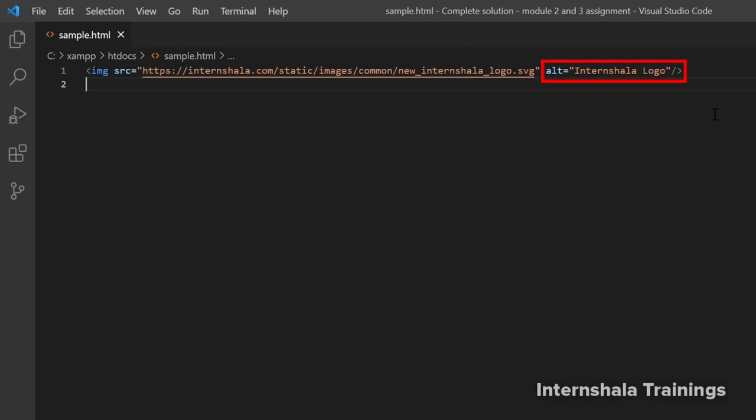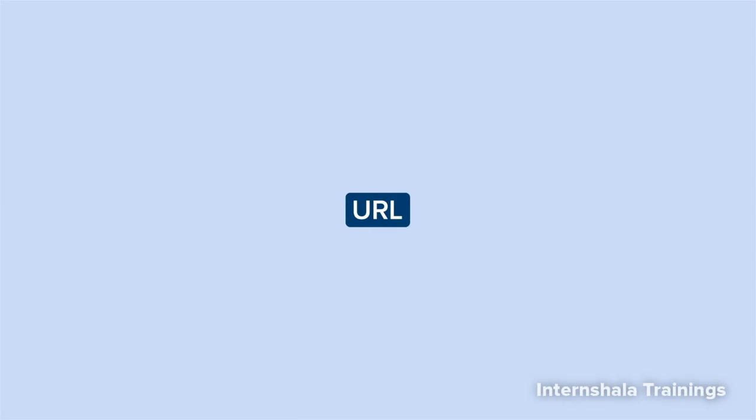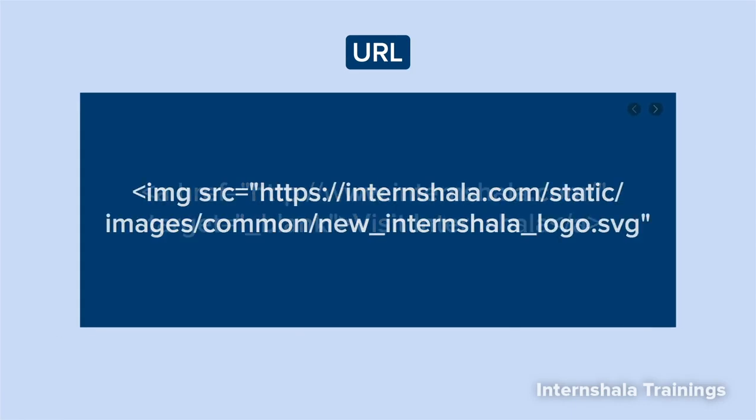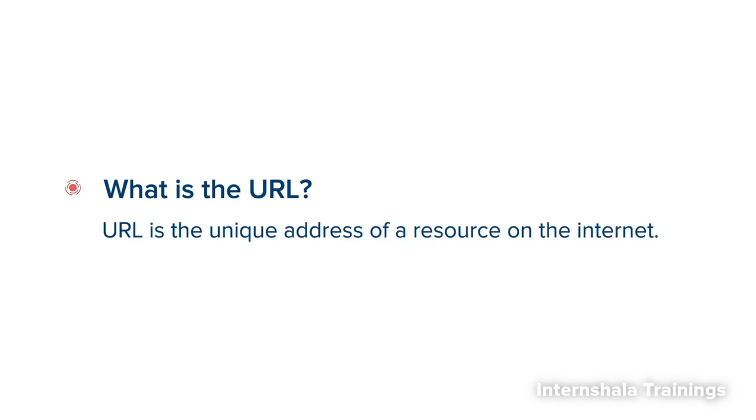Now we have one more important term which we have not explained yet but are familiar with, and that is URL. If you recall, in the anchor tag, we saw how we used URL in the href attribute. And in case of the image tag also, we used URL in the src attribute. So, a URL is the unique address of a resource on the internet. And a resource is anything like a web page or any file like an image or a PDF document.